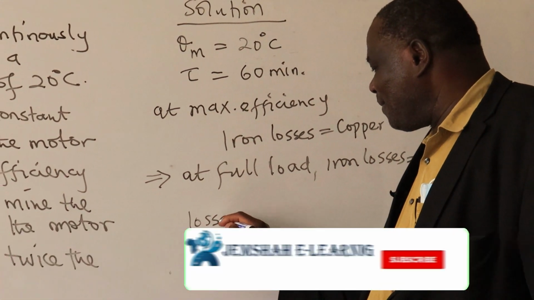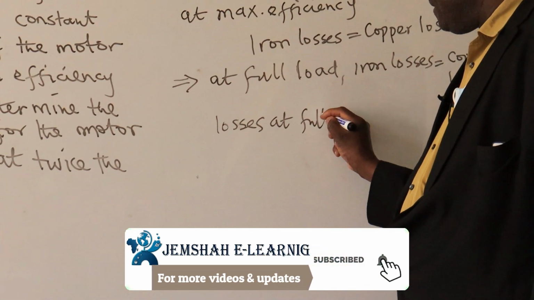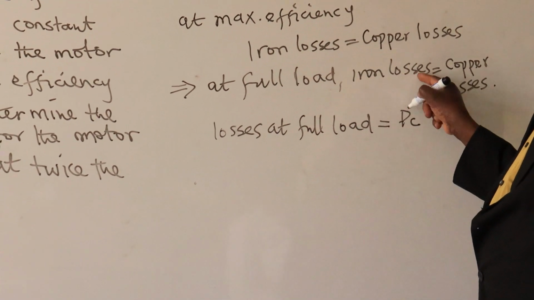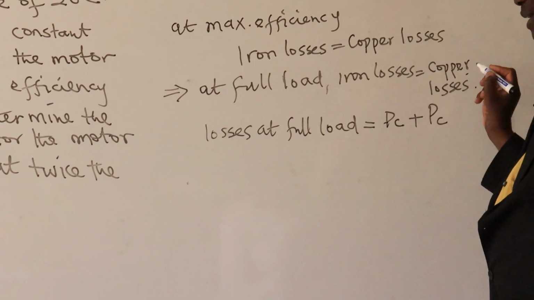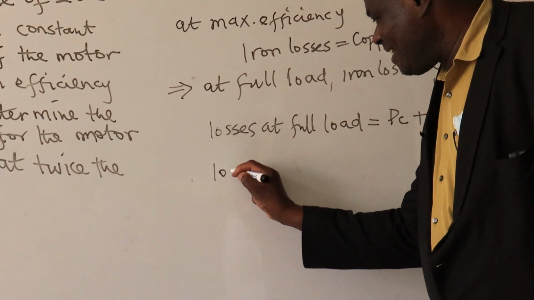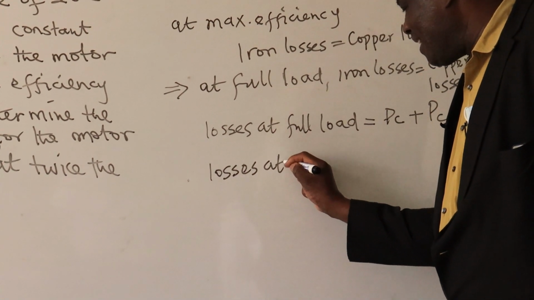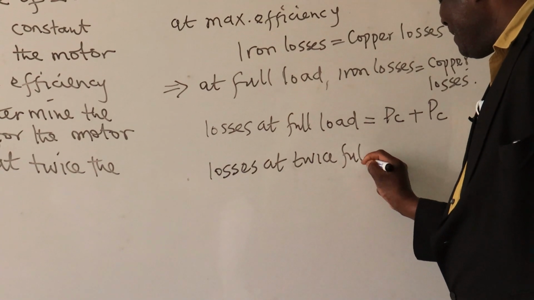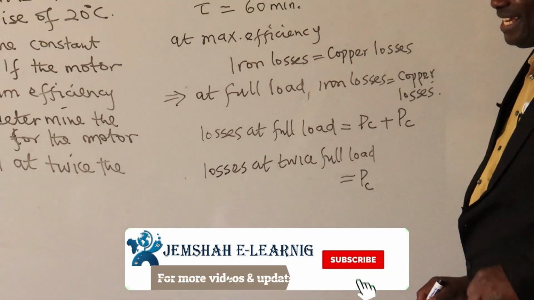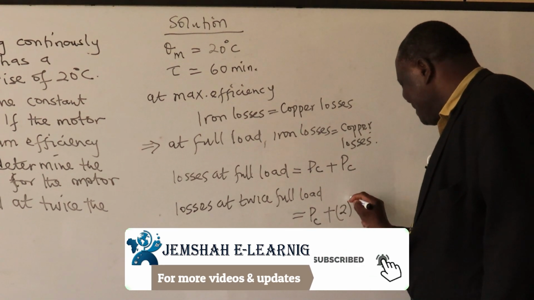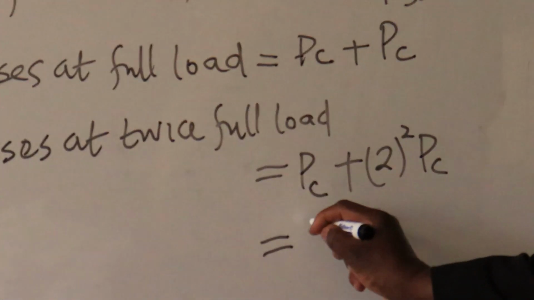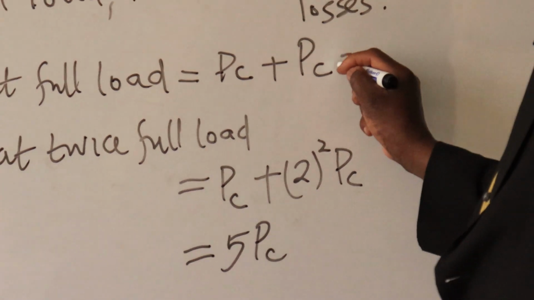Therefore, we say losses at full load will be equal to what? Pc, which is for iron losses, plus Pc for the copper losses itself. Then losses at twice full load will be equal to what? Will be equal to iron losses, which is just still Pc, plus 2 squared now, multiplying Pc. So this one will give us what? 5 Pc. And this one was 2 Pc.